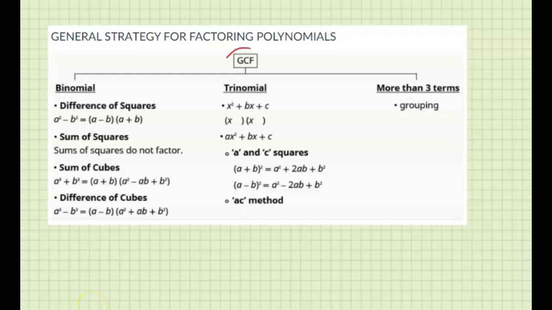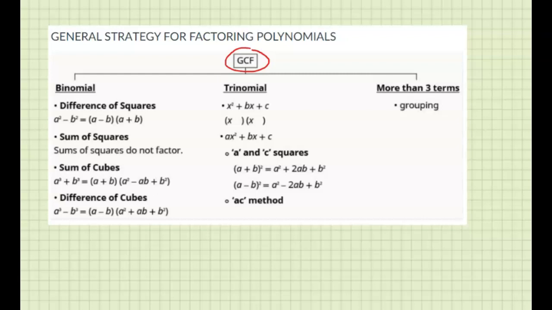Always look for greatest common factor. That needs to come out first, okay? And then you have a decision tree here. If it's a binomial, so two terms, you're looking to see, is it the difference of squares, a squared minus b squared, and then you can factor like this with the conjugates.